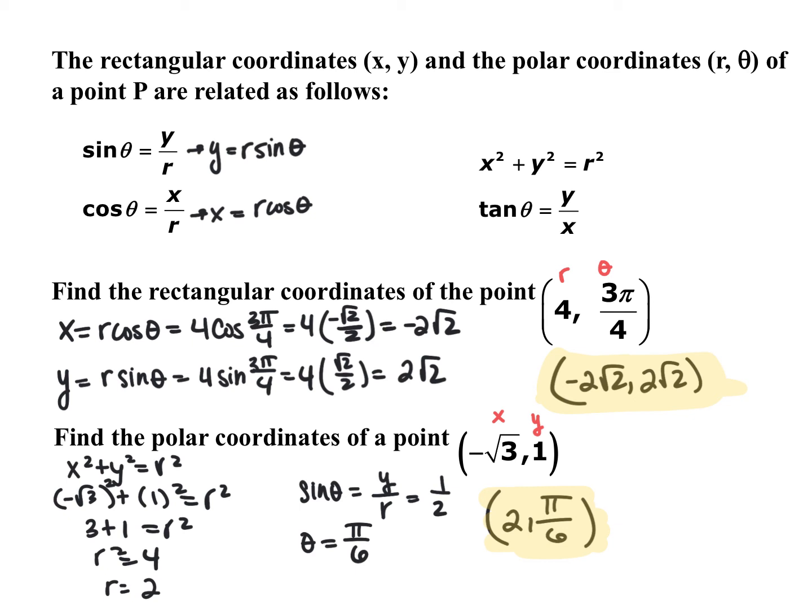So you end up with 3 plus 1, or 4, is equal to r squared, so therefore r is equal to 2. And then I used my radius that I just found and my y coordinate, and I set up that sine of theta is equal to y over r. So sine is equal to 1/2. Well, that's on my unit circle, so therefore theta has to be pi over 6. So my coordinate is 2 comma pi over 6. Now there's actually an infinite number of polar coordinates that would match with this rectangular coordinate, but I just went with the most basic one, my positive radius and my positive angle.